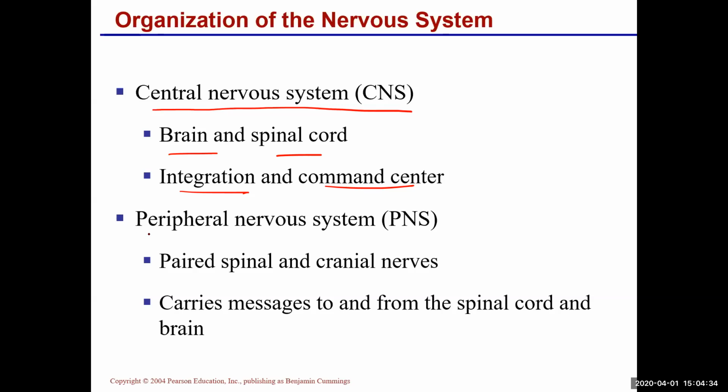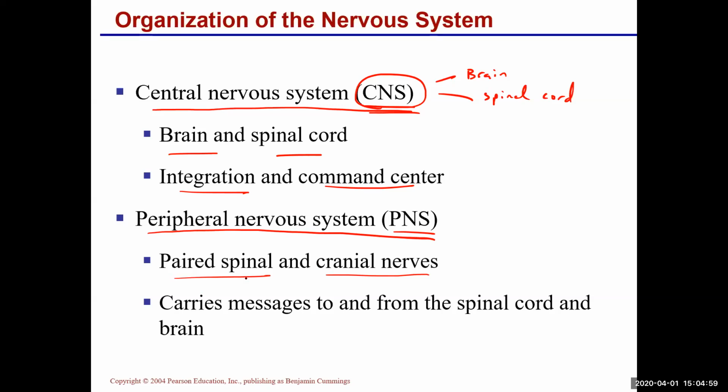But then there is also a peripheral nervous system. The peripheral nervous system basically is all the nerves outside of the central nervous system. So if you exclude the brain and the spinal cord, which are part of the central nervous system, everything else is the peripheral nervous system. This includes cranial nerves, this includes the spinal nerves, messages coming in towards the CNS and getting out of the CNS, all of that is the peripheral nervous system.